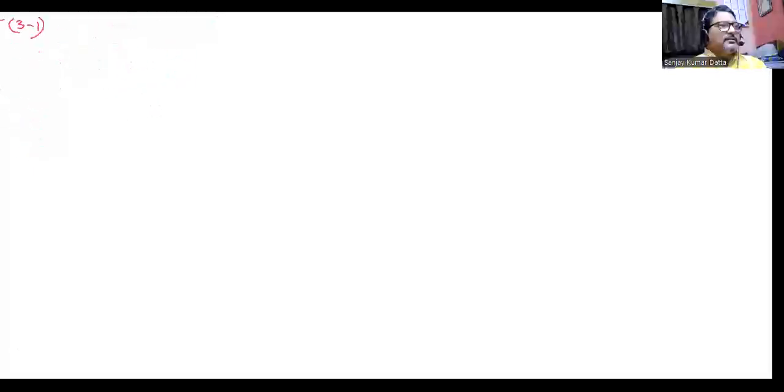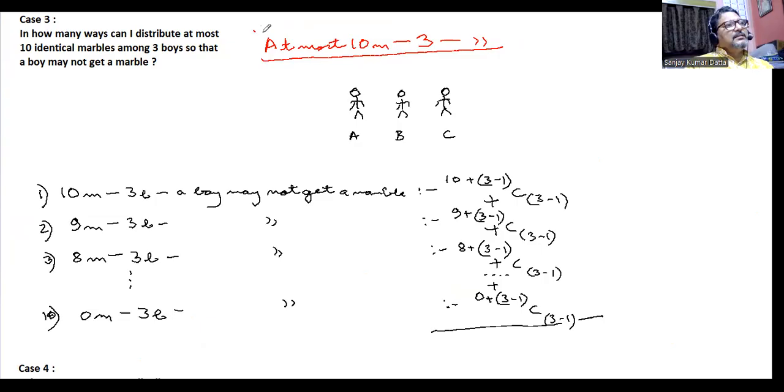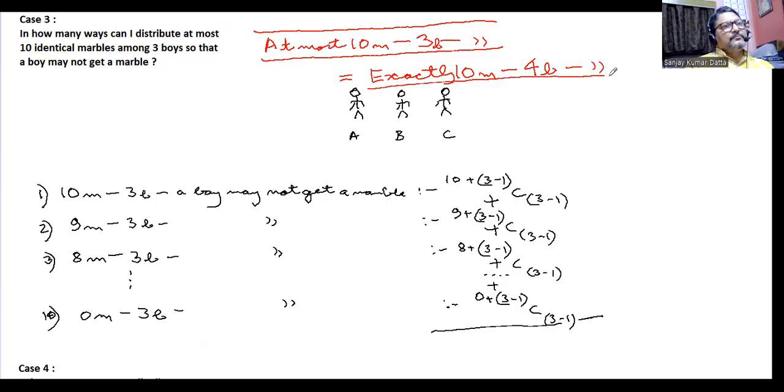So what do we do? We use our common sense. And we say that the answer to this, which has asked for at most 10 marbles distributed among 3 boys so that a boy may not get a marble, must be equal to exactly 10 marbles distributed among 4 boys, so that a boy may not get a marble. Yes or no? And this way we created a fictitious child.